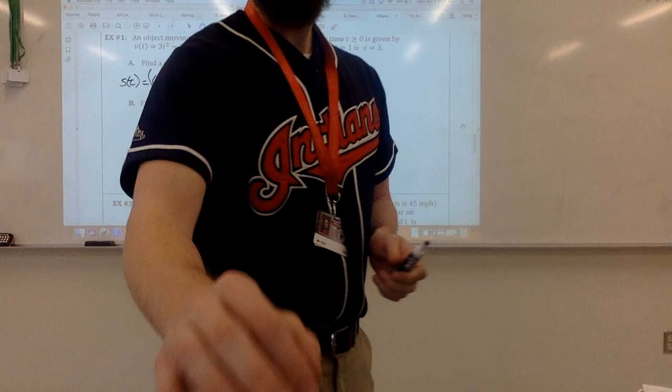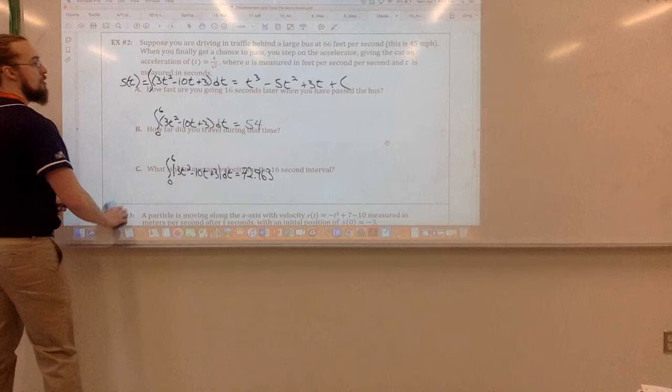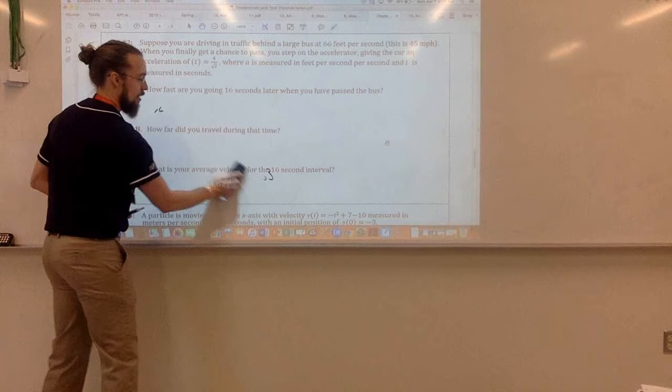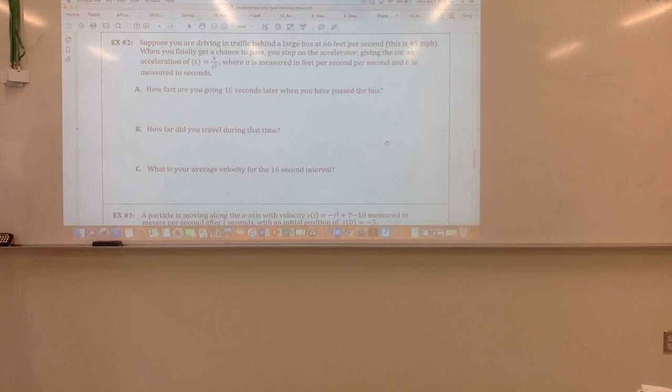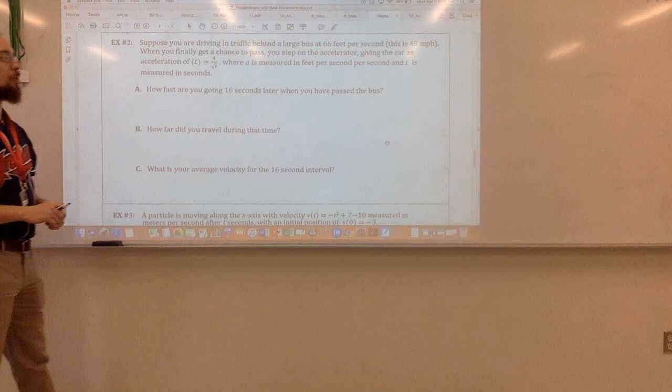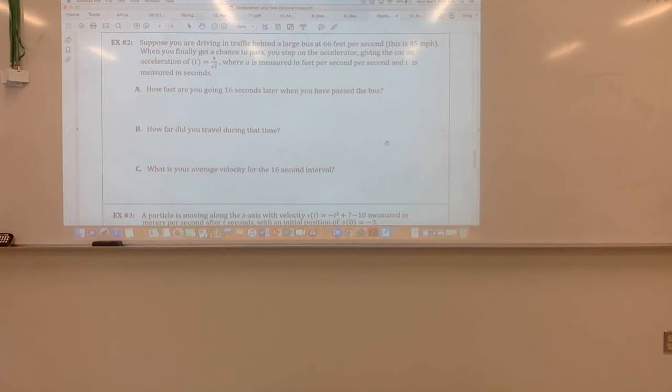Okay, on the next one, we're driving in traffic behind a bus going at 45 miles an hour. We finally get a chance to pass, step on the gas, and our acceleration then is given by this function, 4 over the square root of t. We want to figure out how fast we're going 16 seconds later.